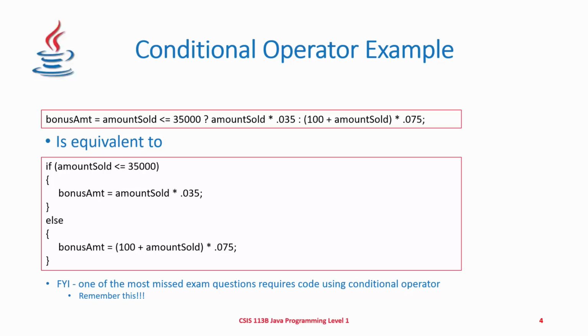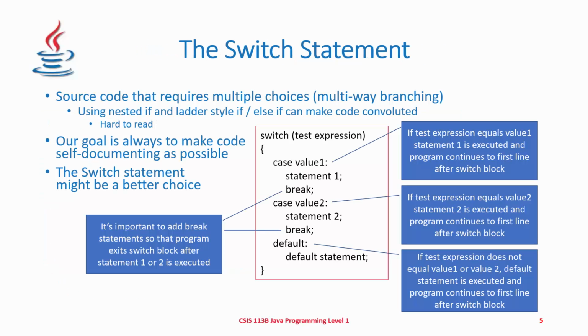And as I said previously, this is one of the most missed exam questions. When you're being asked to use the conditional operator, remember that you're using the first example here, not the second one. Next, we'll take a look at the switch statement, which allows for multi-way branching.